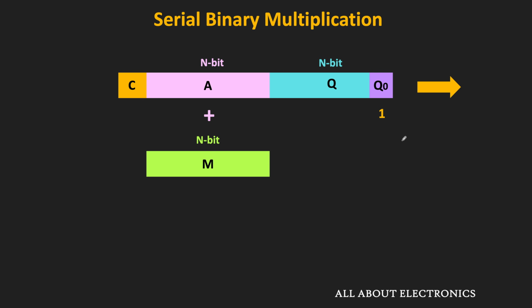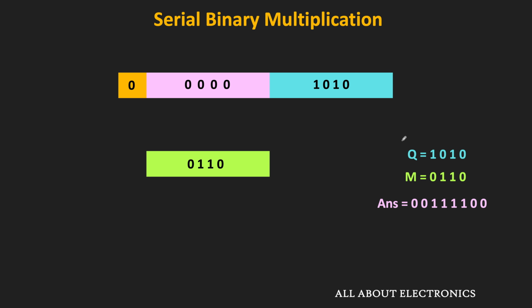So now, let us put some numbers and let us see how it will work. So let's say this Q is equal to 1010 and the M is equal to 0110. That means here, the multiplicand is equal to 0110 while the multiplier, or this Q, is equal to 1010. So we know that when the 10 is multiplied with the 6, then the result should be equal to 60, right? Or in binary, that is equal to 111100.